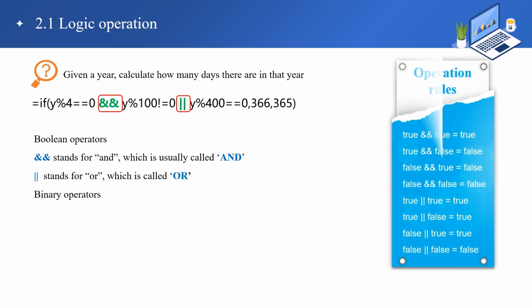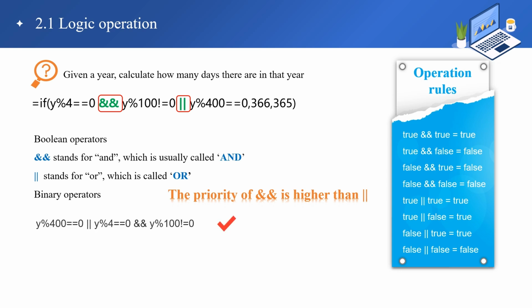These are the operation rules of && and ||. In fact, they are the normal meanings of and, or. The priority of && is higher than ||, that is to say, if there are no parentheses, && will be calculated first and then ||, just like multiplication and division before addition and subtraction. If this expression is written as y%400==0 || y%4==0 && y%100!=0, it will get the same result.